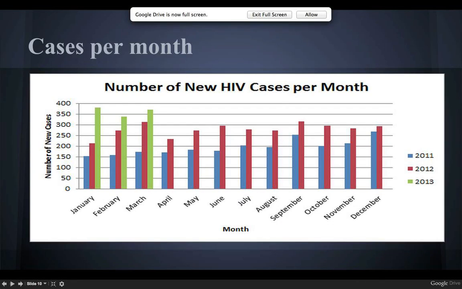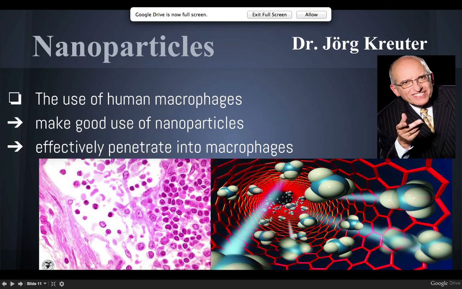And for the cases per month from 2011 to 2012, the numbers were fluctuating, and until March of 2013 it increased to 350.